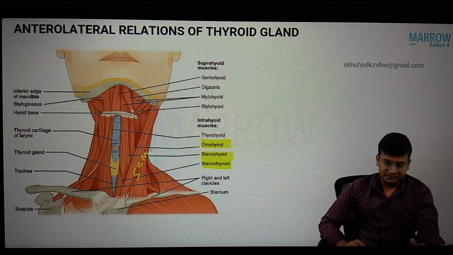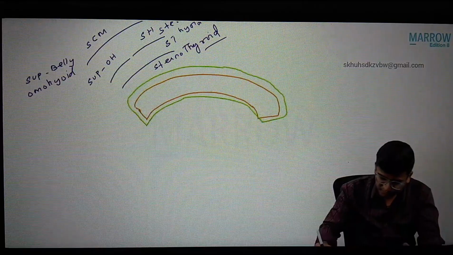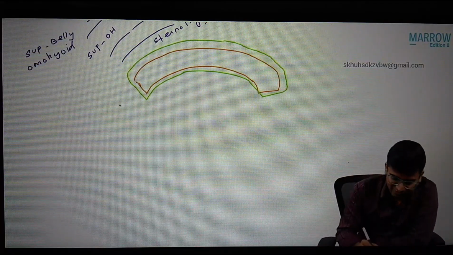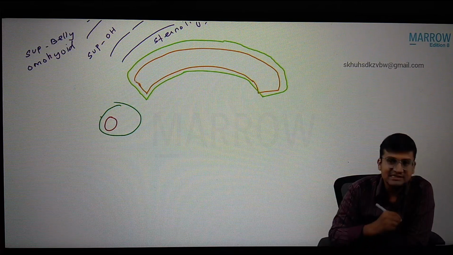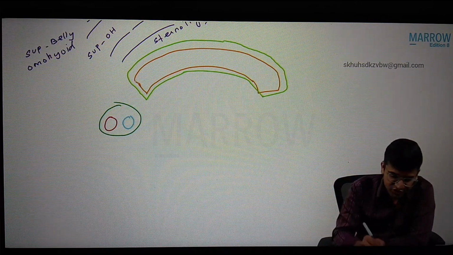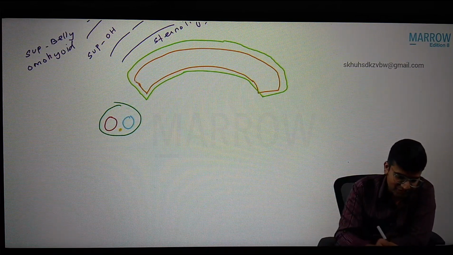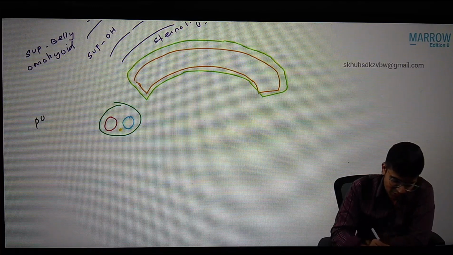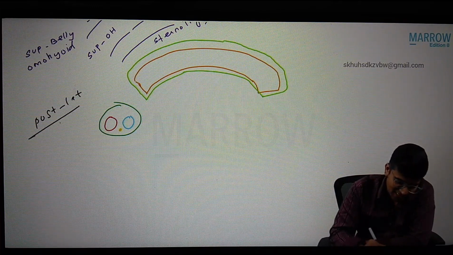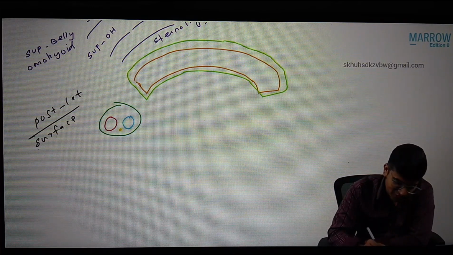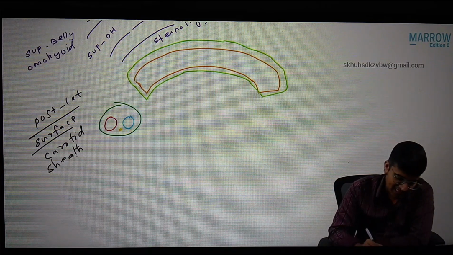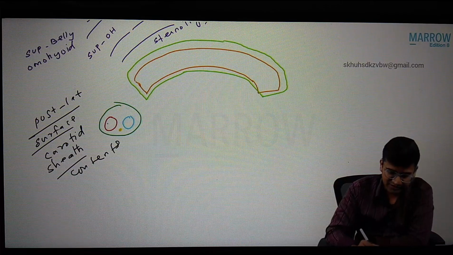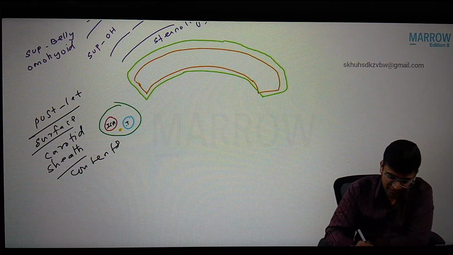Okay, right. Next. In the posterolateral surface, we have the carotid sheath and its contents. The carotid sheath contains the internal carotid artery, internal jugular vein, and the vagus nerve. So please write: posterolateral surface of the lateral lobe contains the carotid sheath and its contents, that is, the internal carotid artery, internal jugular vein, and the vagus nerve.